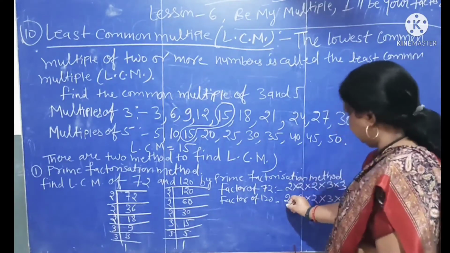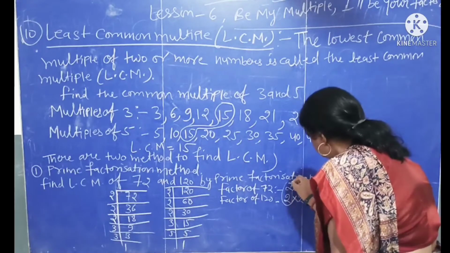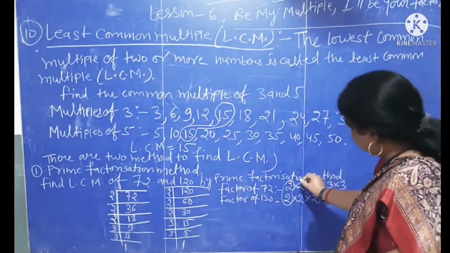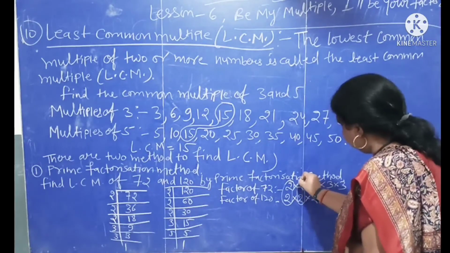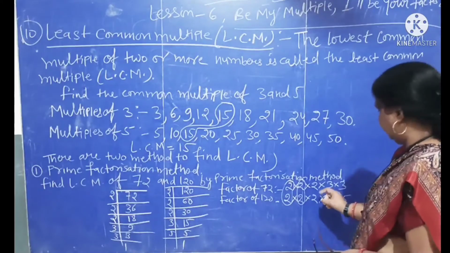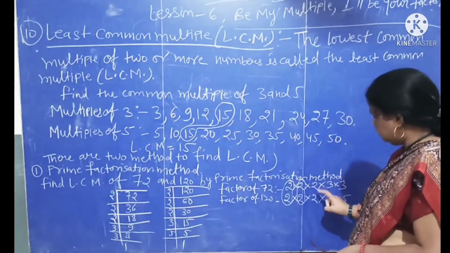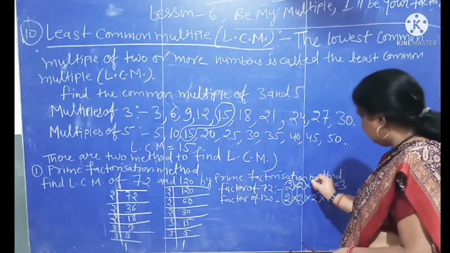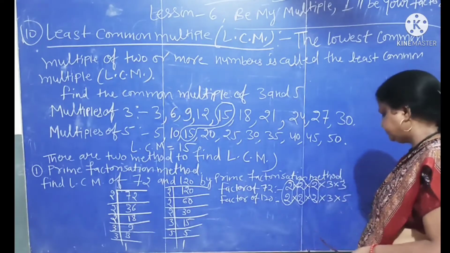Here is 2, here is 2. So we circle the common factor of both. Here is 2, here is 2. So we also circle these 2. Here is 2, here is also 2. So this 2 and this 2 are also common factors of 72 and 120. So we circle both 2s.